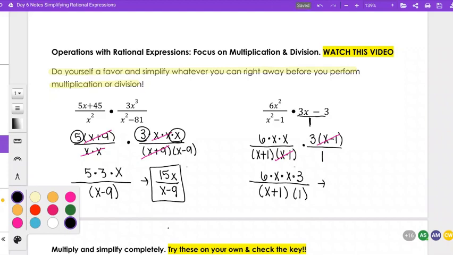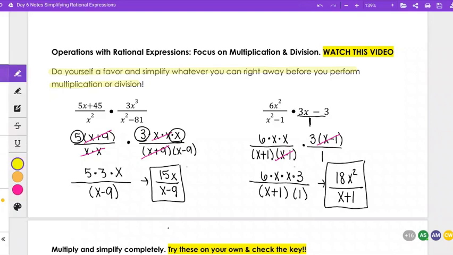So when we simplify and combine like terms, we are left with 18x squared, all over the quantity x plus 1. And this is our focus on multiplication. Multiplication with two rational expressions is simply still just following our multiplication rules. You would multiply the numerator, and then separately you would multiply the denominator, and then our goal is to reduce down as much as possible.